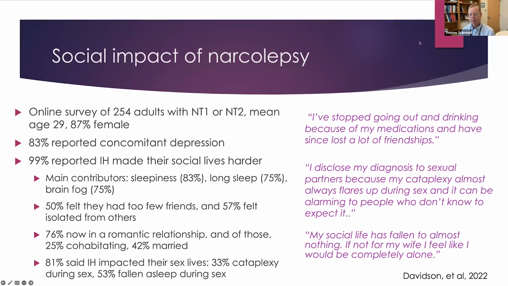On the right there, you can see people commenting on the specific impacts. They say, I stopped going out and drinking because of my medications and I've lost some friends. I disclosed my diagnosis to sexual partners because my cataplexy almost always flares up during sex and it can be alarming to people who don't know to expect it. And my social life has fallen to almost nothing. And if not for my wife, I feel like I would be completely alone. I think these are really moving comments. These impacts on social life, relationships, sex lives, and so forth are something that I think has not gotten as much attention as it should.